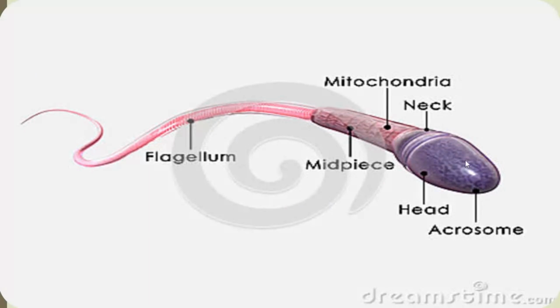The head has got an acrosome. This acrosome has got enzymes that are used in fertilization. The neck, the mid piece, which contains mitochondria, which produce the energy for propulsion, the movement of the sperm. The structure that the sperm uses to swim or to move is the tail, also known as the flagellum. So that is how spermatogenesis happens, and the resultant structure here is the sperm cell.